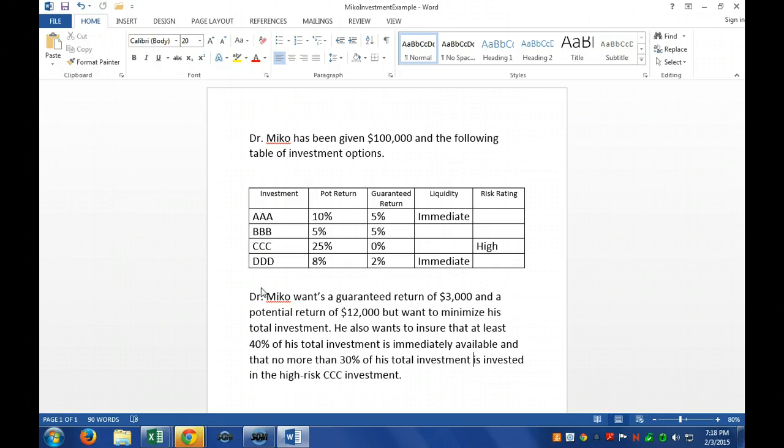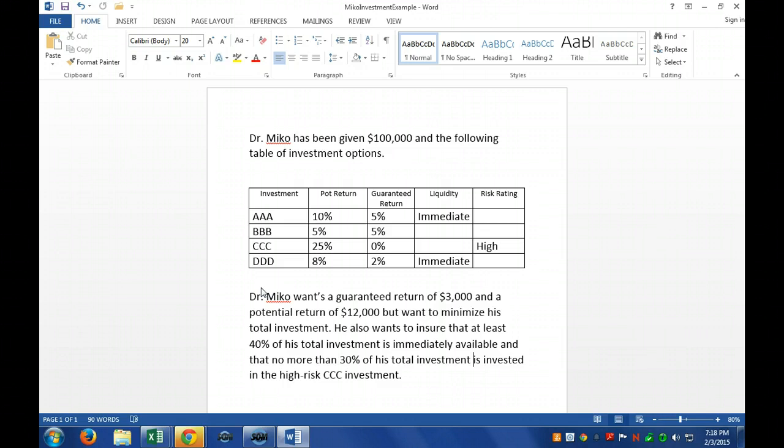And it looks like DDD is 2%. So if I invest 1,000 in each of those, I get what, 50 bucks, and 20 bucks? So that's 120 bucks, not quite enough. So I know I'm going to have to invest more than that. I also know I want 12,000 in potential return.